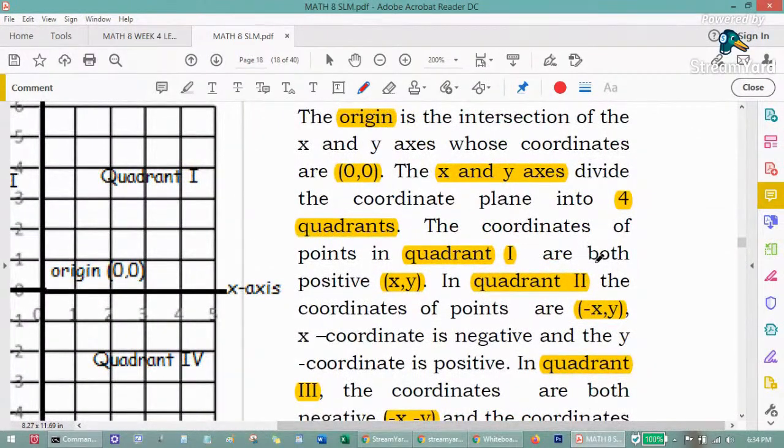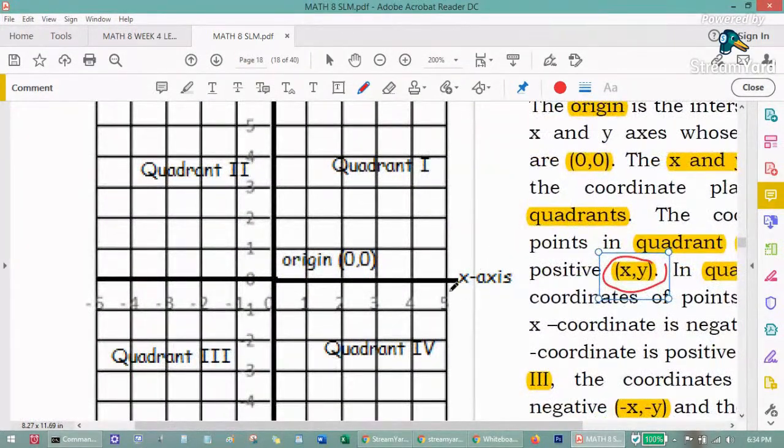Quadrant 1, the x and y are both positive. So, dito sa quadrant 1, yung mga x natin ay positive at yung mga y natin ay positive din. So, lahat ng nandito sa quadrant 1, yung x is positive and yung y is positive. Okay?